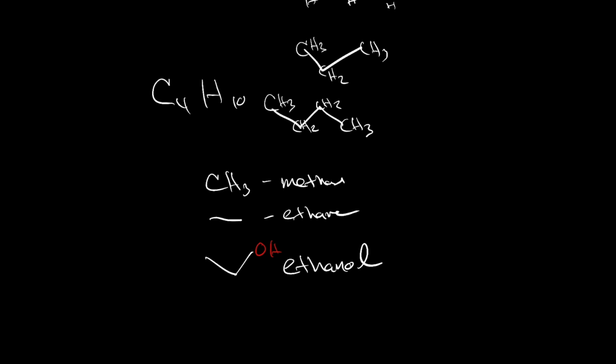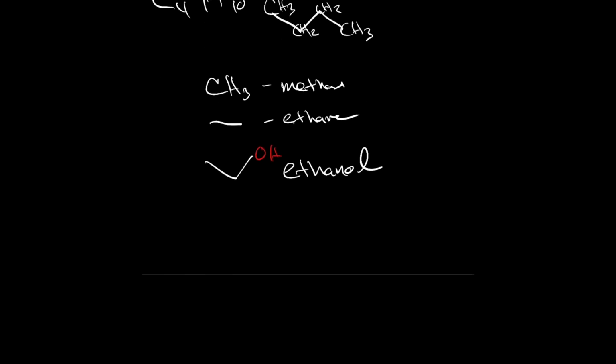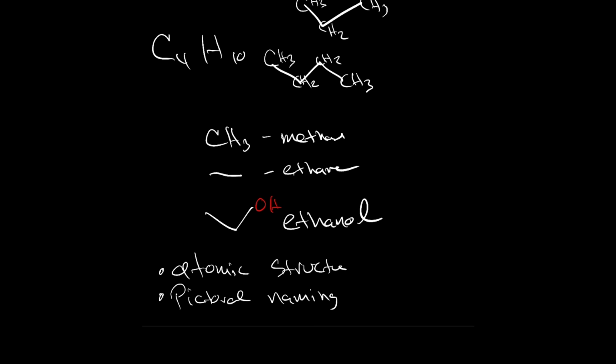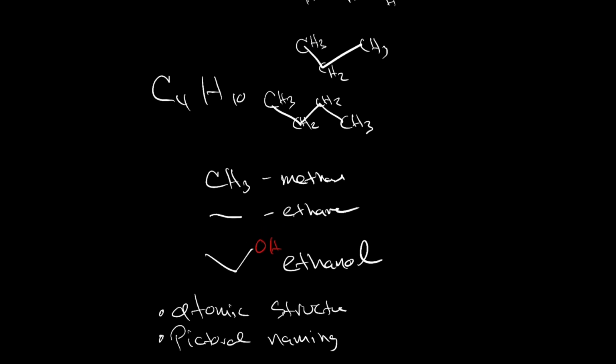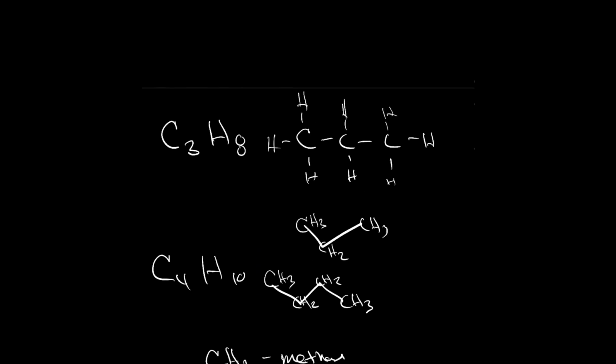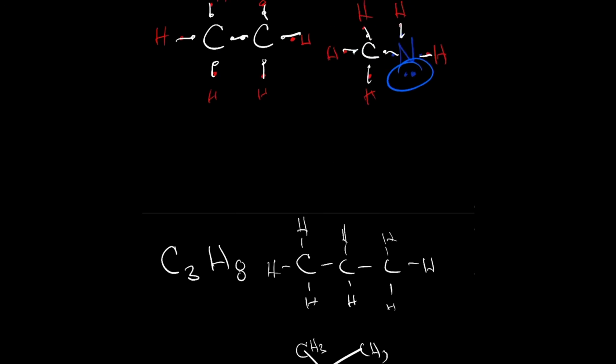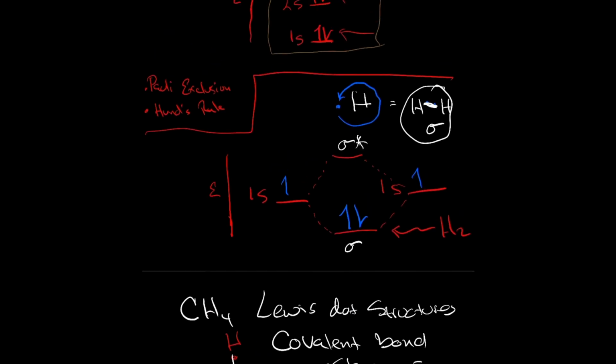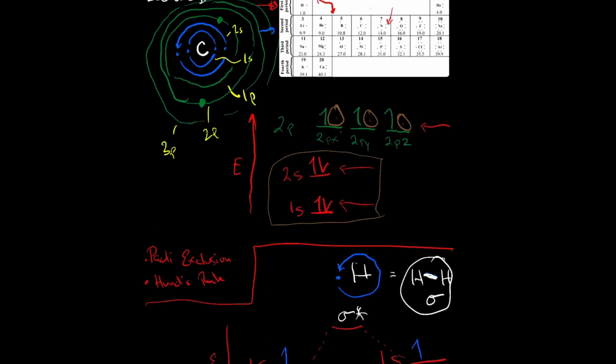Okay, so these are fairly simple. All right, so in this lecture, what you probably picked up on is sort of a review of atomic structure and pictorial naming. Okay, so this is sort of our shorthand of how we're going to be drawing atoms or molecules. Molecules are composed of atoms that are bound together in discrete orbitals, and that is your first lecture.